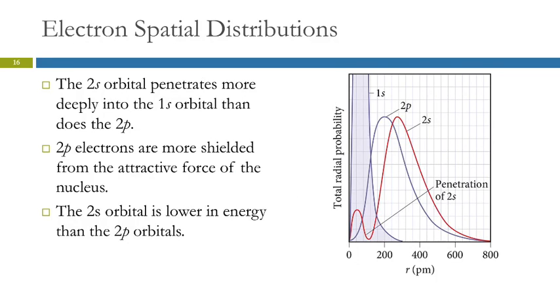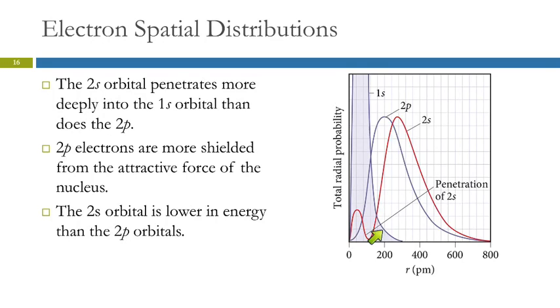So some orbitals penetrate more deeply into the inner orbitals than others do. And so here's that radial distribution function. What we're seeing here is the 1s orbital. Those are the 2 electrons in lithium that are shielding the third one. If we look at the radial distribution for the 2p and the 2s orbitals, we see that the 2s orbital has this node here, but it's got this bump right there.